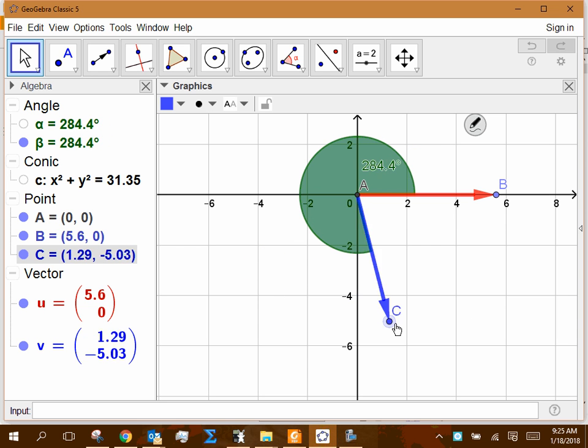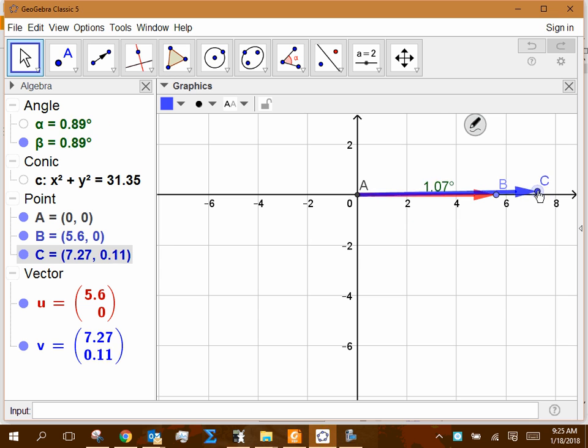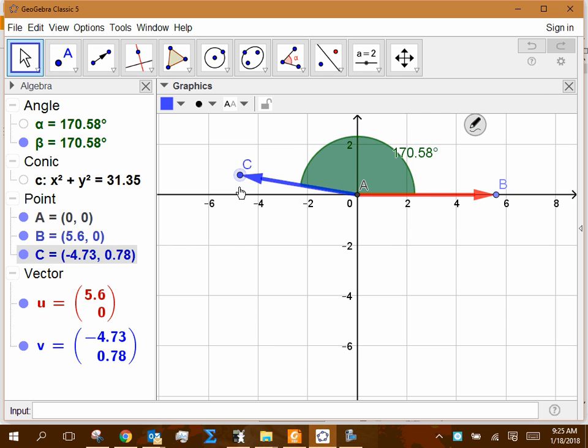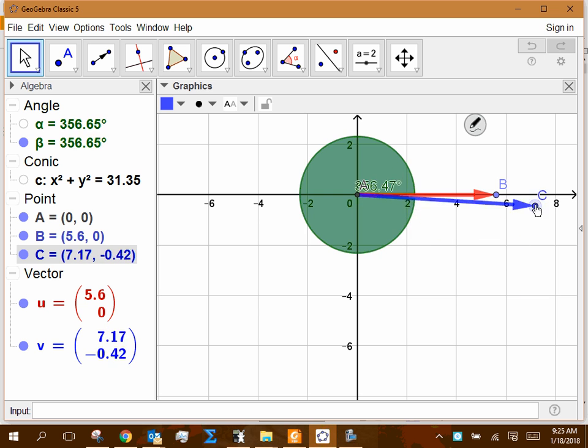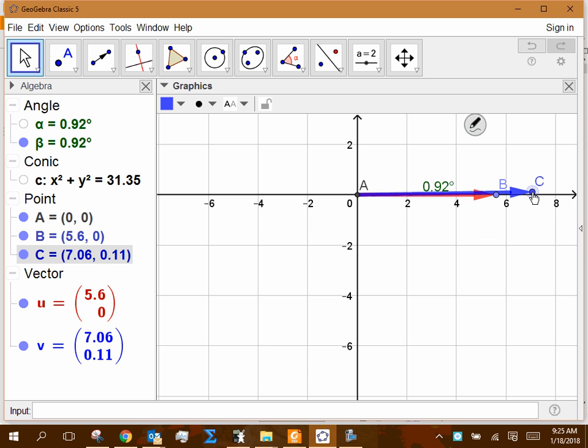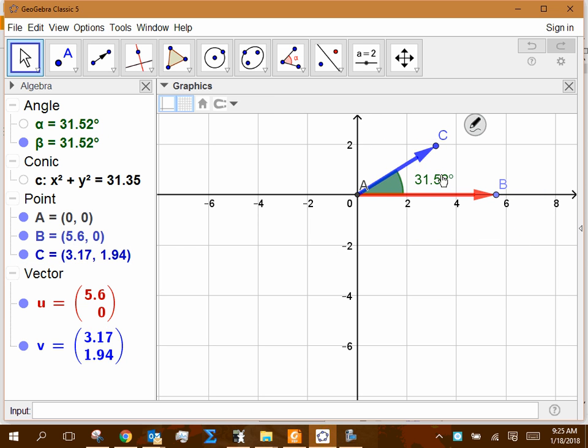And I can keep going, and I can get to 360, right? But in trigonometry, we can actually go a little bit further than 360, and I can go all the way around again, right? So how far would that be? 720.